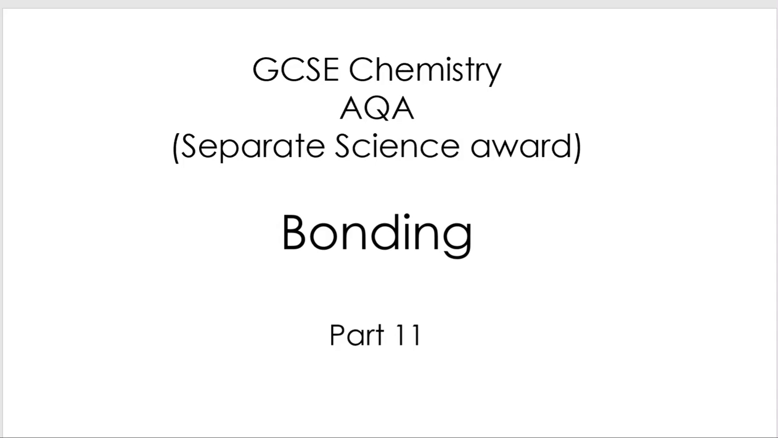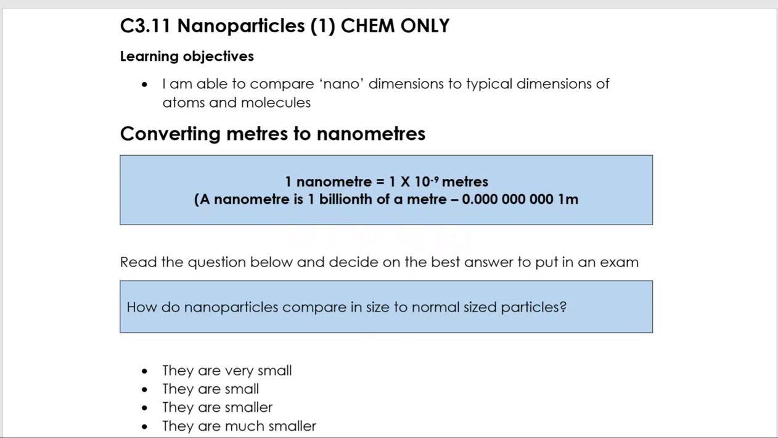see how you're progressing. So, in this video, we are going to look at the comparison of nanodimensions to typical dimensions of atoms and molecules. And we've been given some information here. One nanometer is 1 by 10 to the minus 9 meters, or 1 billionth of a meter. And there's a question here to try to break down.